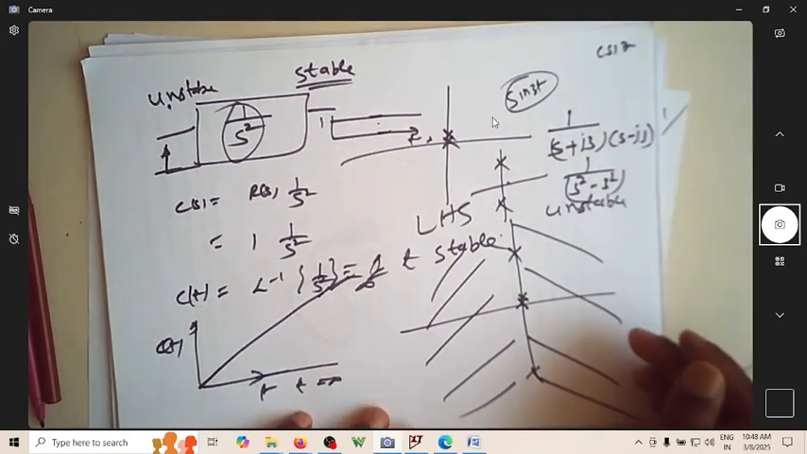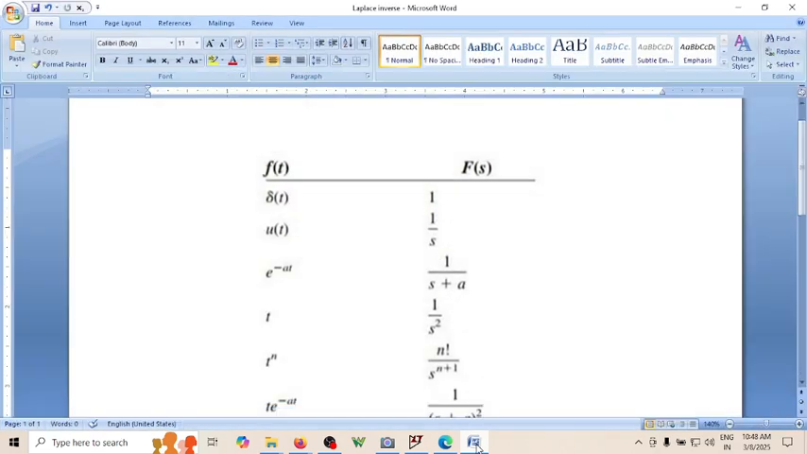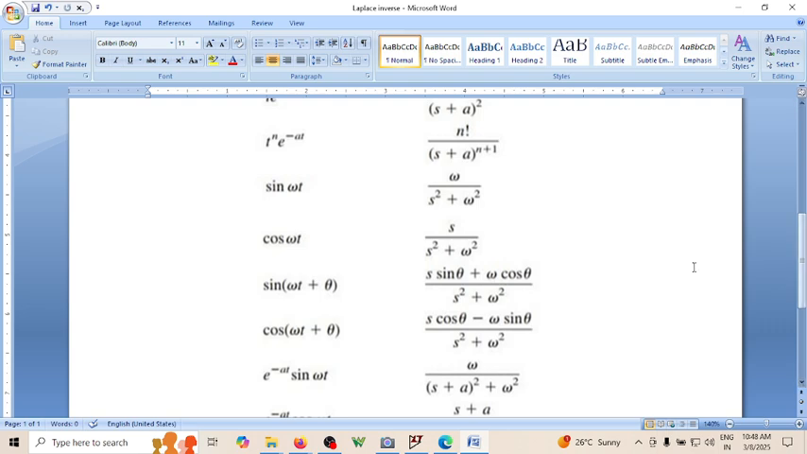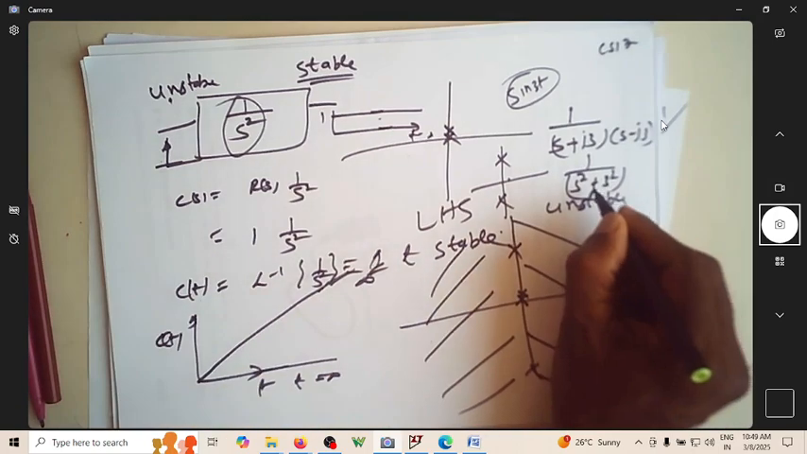What is sine 3t? You might have seen that here. Can you see here? What is the response of this? If we just go back here, sorry, it is s square plus... So this is what you're going to have. It will be s square plus 3 square. The roots are so and so. Okay, this may be root 3.